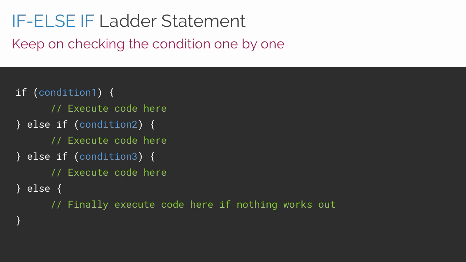You can define the if-else-if ladder statement as: keep on checking the conditions one by one. You must be thinking why we are calling it the ladder statement. Just because the code looks similar to a ladder. If this is true, then go for this. Else keep on checking the conditions one by one till you reach the end, like this.